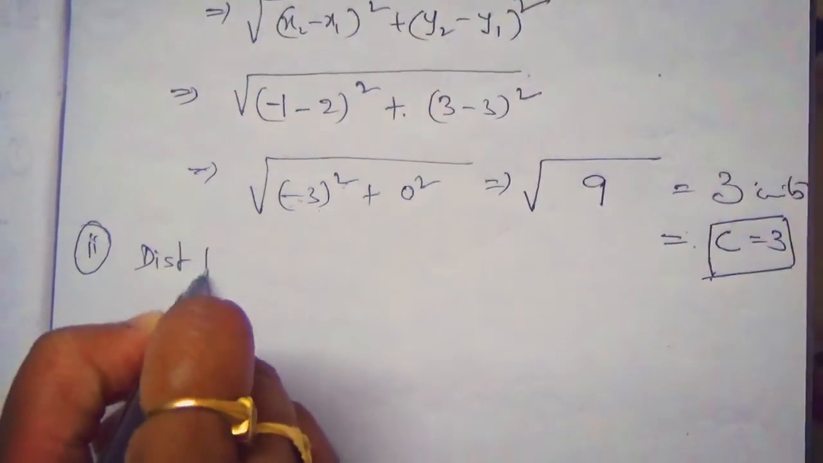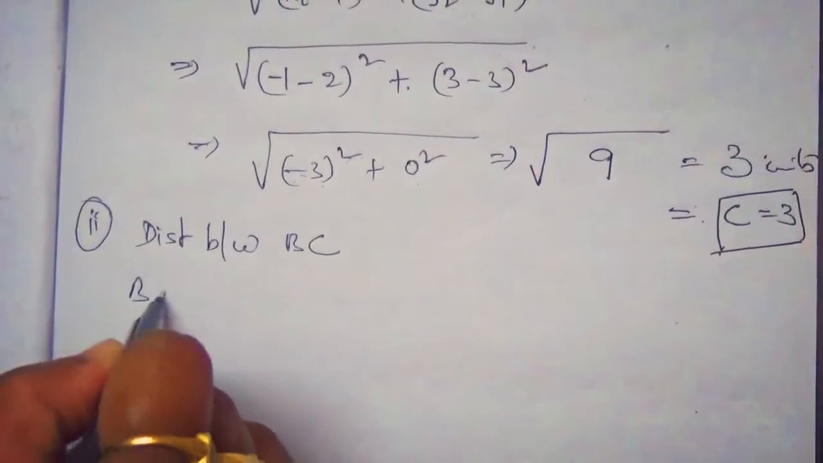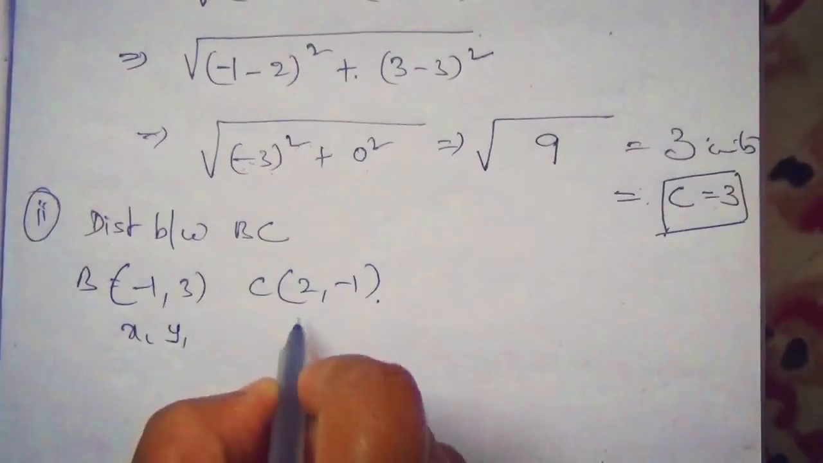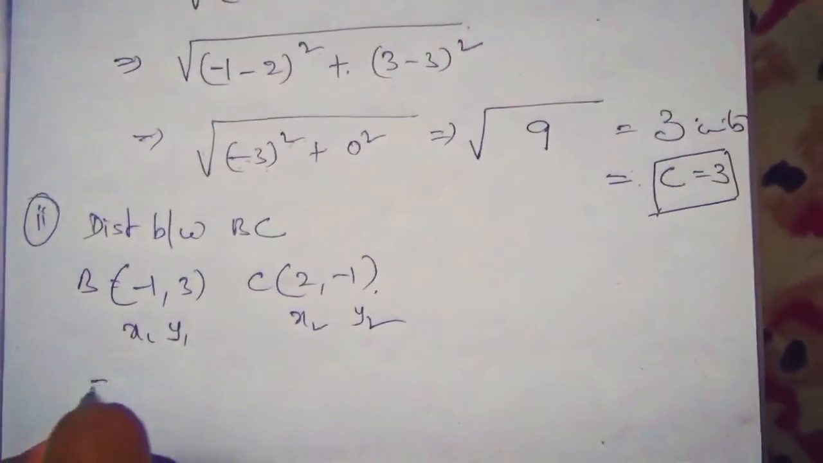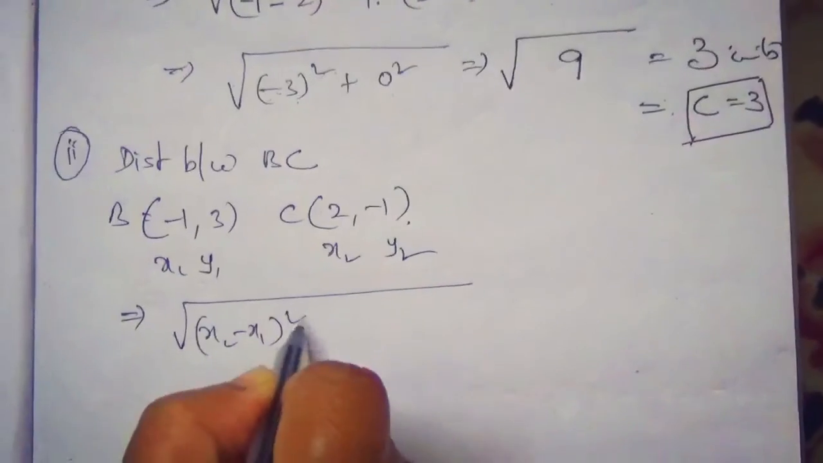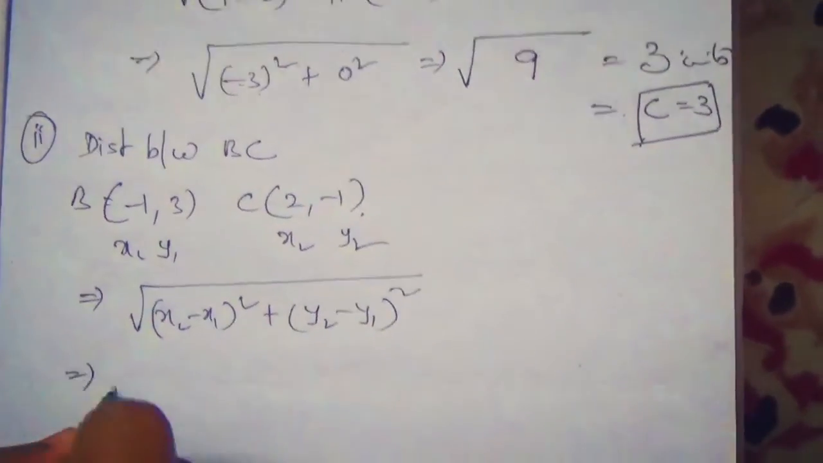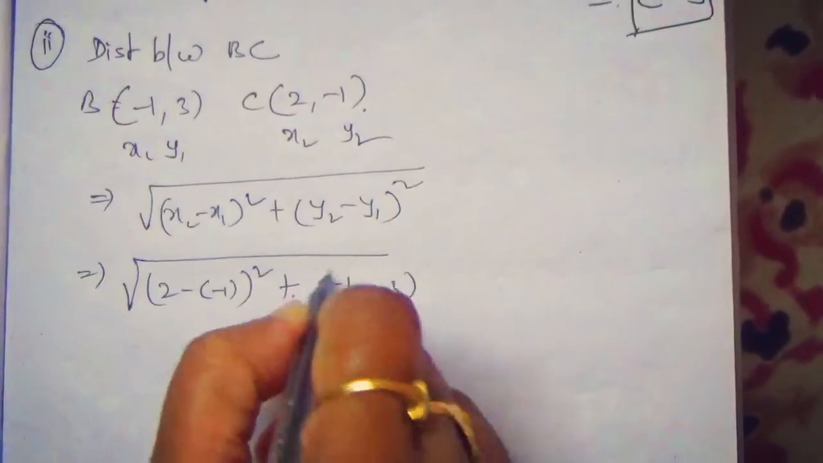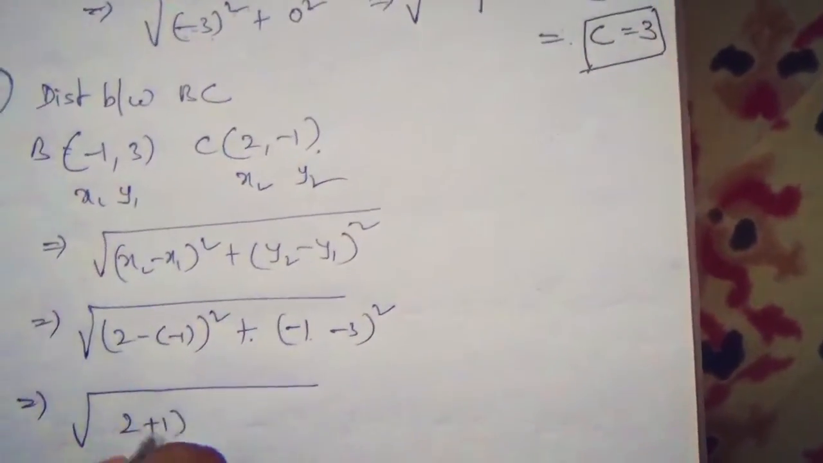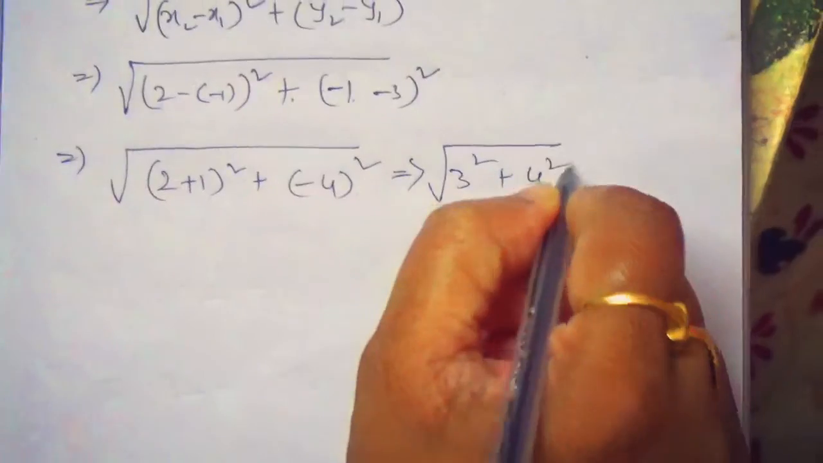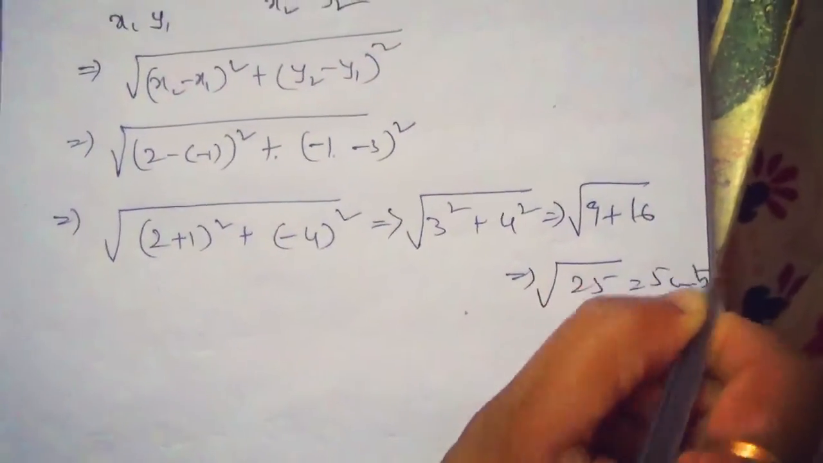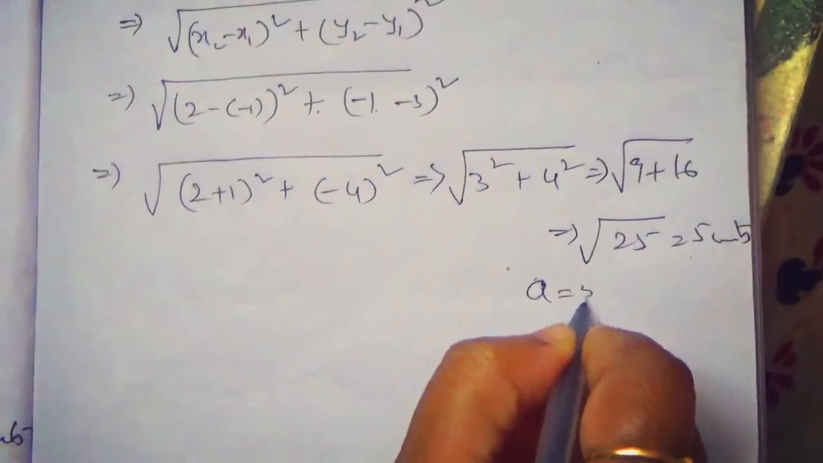Next, the distance between BC. B is (-1, 3), C is (2, -1). Taking these points as usual x1, y1, x2, y2, the distance formula gives square root of (2 - (-1)) whole square plus (-1 - 3) whole square. That implies square root of (2 + 1) whole square plus (-4) whole square, which is square root of 3 square plus 4 square, square root of 9 plus 16, square root of 25 equals 5 units. So you will get A is equal to 5 units.